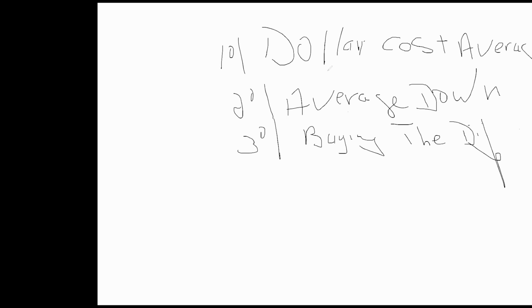So you do what you call dollar cost average, average down, buy the dip. So the stock is moving, you buy. Example again.